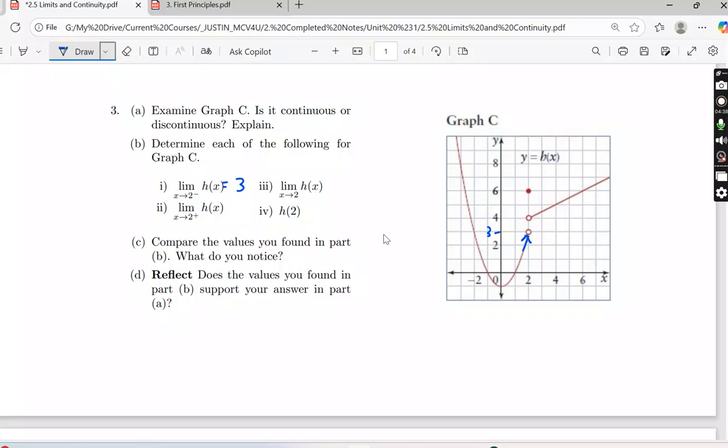Okay. Limit as x approaches 2 from the right. This is a 4. Since these two values are not the same, it does not exist. So what's h of 2? h of 2 is 6. Compare the values, not the same. Does the value found in part B support your answer in part A? It sure does. It is discontinuous.